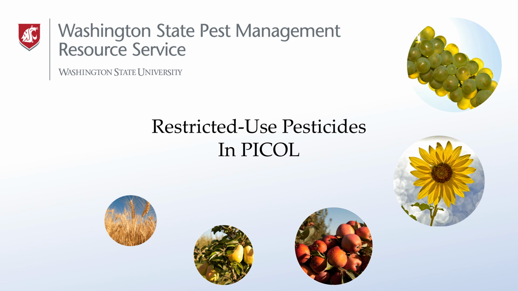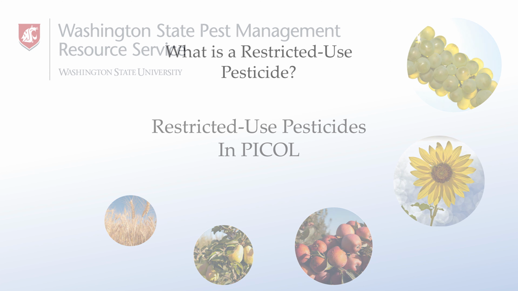This video is part of a series of tutorials on how to use the PICOL database. In this video, we will explain how to search for restricted use pesticides, or RUPs, in PICOL. This video assumes that you are already familiar with searches in PICOL. If you have questions about the search process, you should watch our tutorials on quick and advanced searches, or check out the help section on our website.